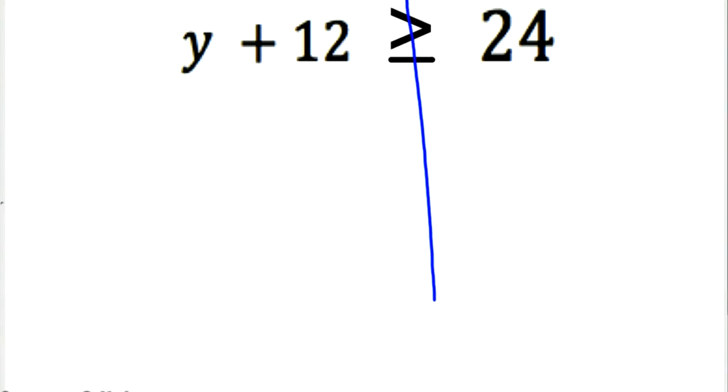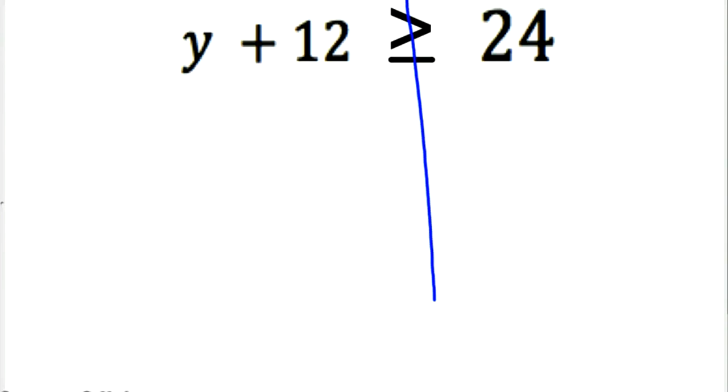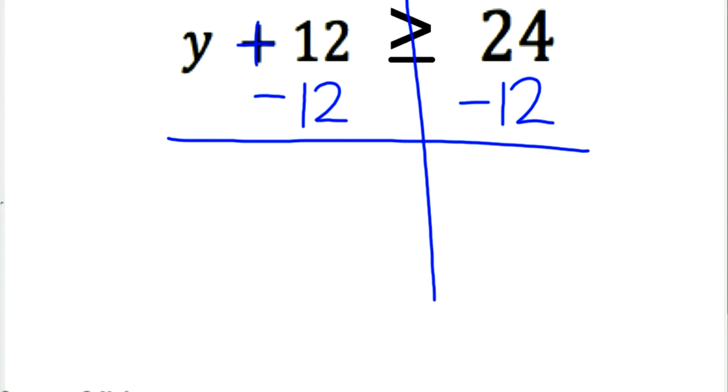Drawing my line through my inequality symbol. I think this is the, oh, nope. The difference is my inequality symbol switched. I thought it was the same one. It's not. So opposite of addition is subtraction, or opposite of positive is negative. My 12s are going to cancel. I have Y is greater than or equal to, and then 24 minus 12 is 12. Y is greater than or equal to 12.